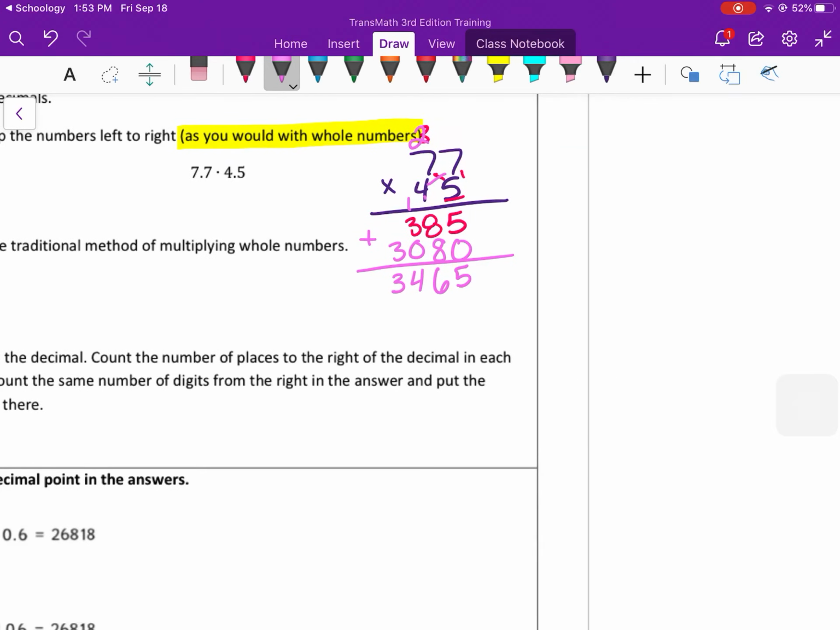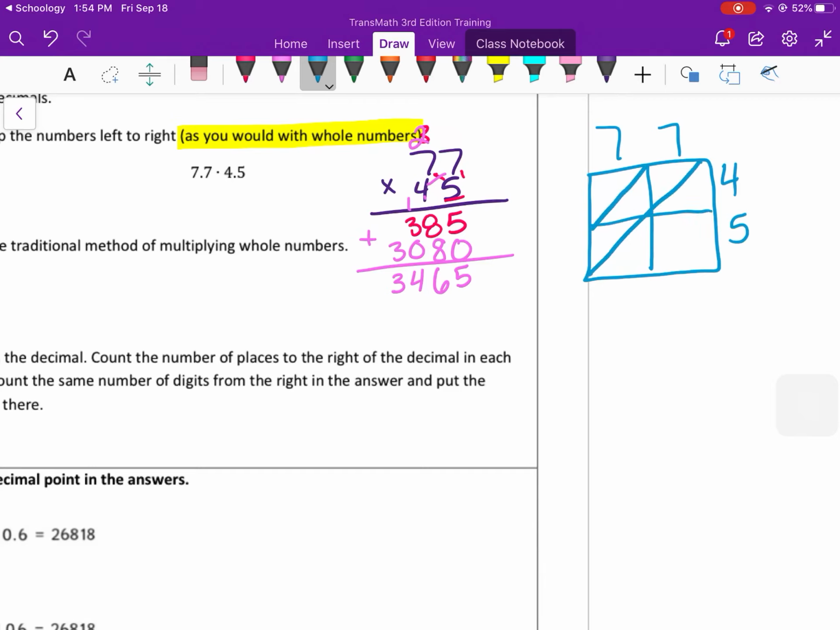Okay, you might have learned how to do this using the lattice method, so I'll just review that real quick with you too. For lattice, you make 77 times 45, and each digit has a box, and then you add the diagonals, and then you multiply.